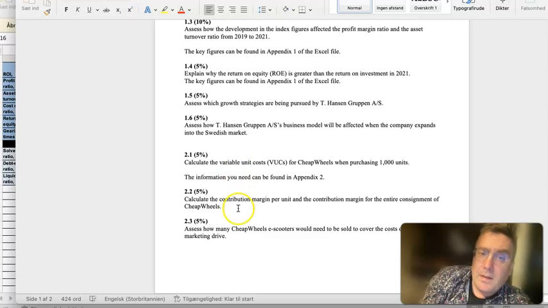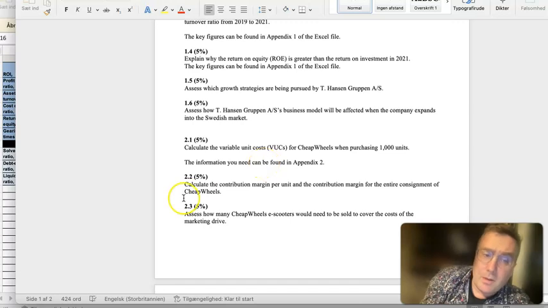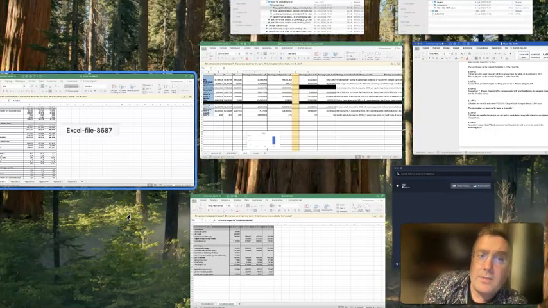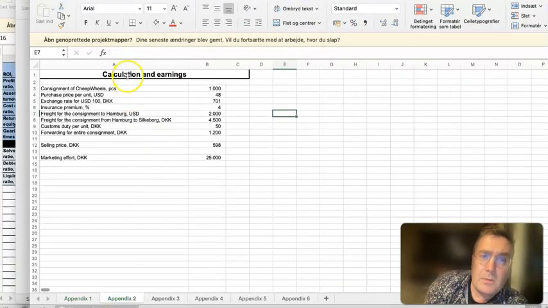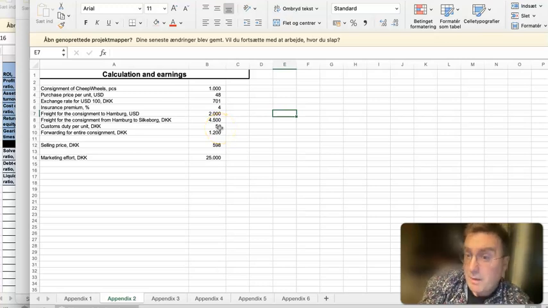The next assignment is calculate the variable unit cost for Cheap Wheels purchasing 1,000 units. The information can be found in Appendix 2. In this case, if you open Appendix 2, you will see the assignment of how much, etc. You need to figure out how much is the variable cost and how much is the variable unit cost. This will be quite simple if you think about it. Make sure to, of course, include the correct elements in it. It's an assignment type you have seen before. It's an assignment type that will be at the exam.